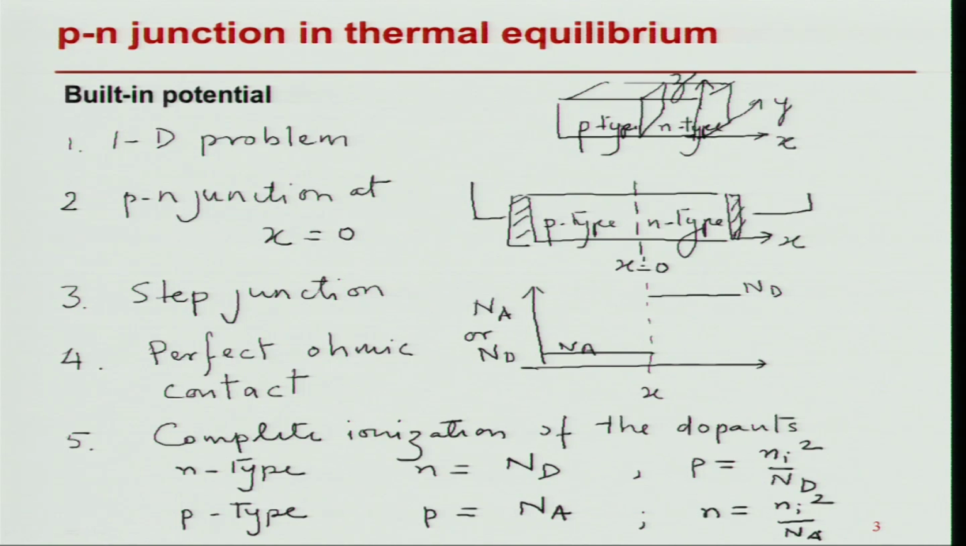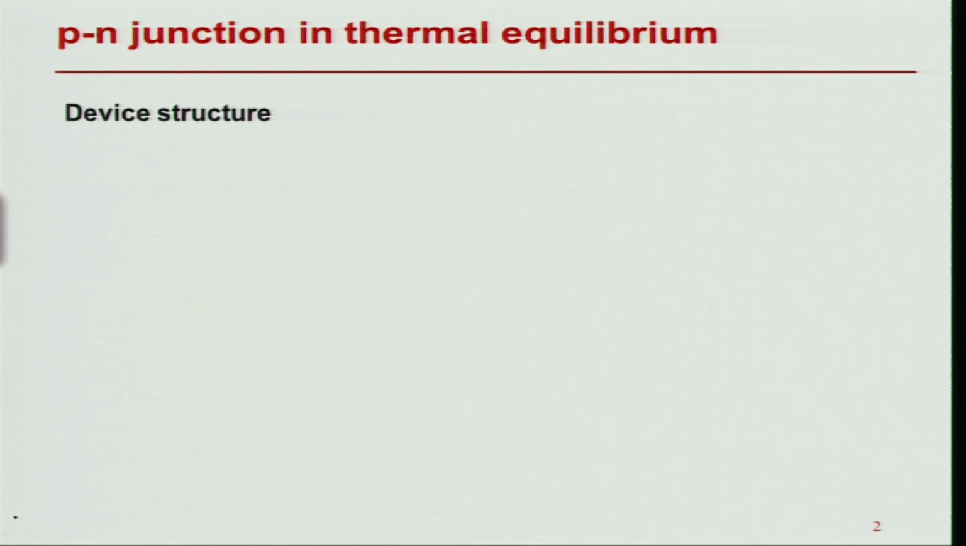So, the next topic I am going to cover is the built-in potential in a p-n junction. How is the built-in potential in a p-n junction developed? So, already described by me the device structure. My device structure is defined in this manner in one dimension. At x is equal to 0 I have the junction, and if I want to bring these two together, what would be the built-in potential?